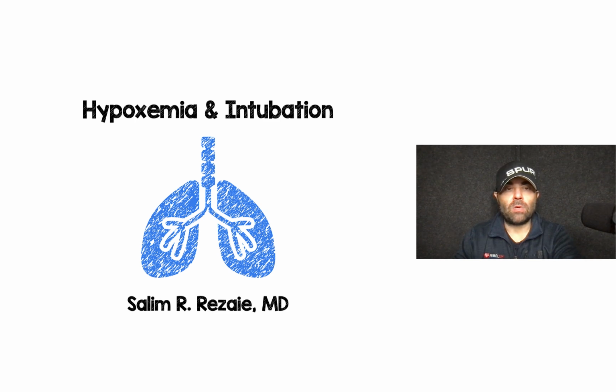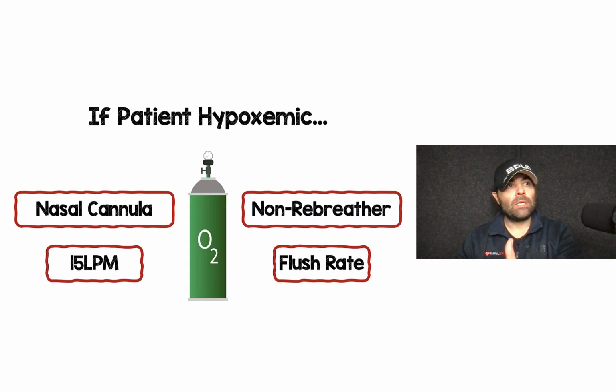Hey Rebel EM followers, I wanted to make a quick video on how I handle hypoxemia and the patient that needs to be intubated. So I'll tell you that pretty much for every intubation, whether a patient's hypoxemic or not, I will always put them on two oxygen sources. They will be on a nasal cannula at 15 liters per minute and then a non-rebreather at flush rate oxygen.